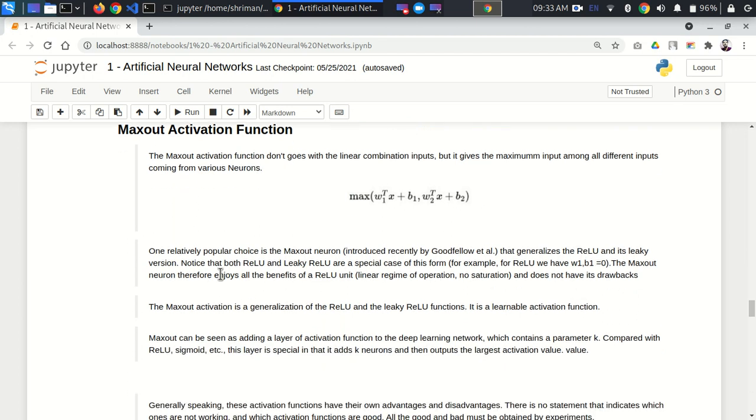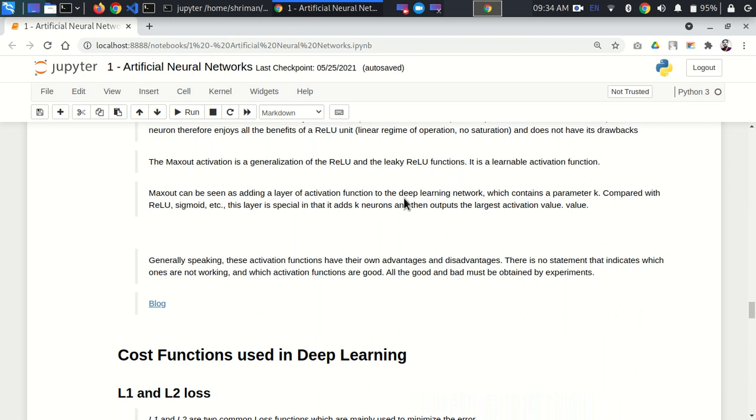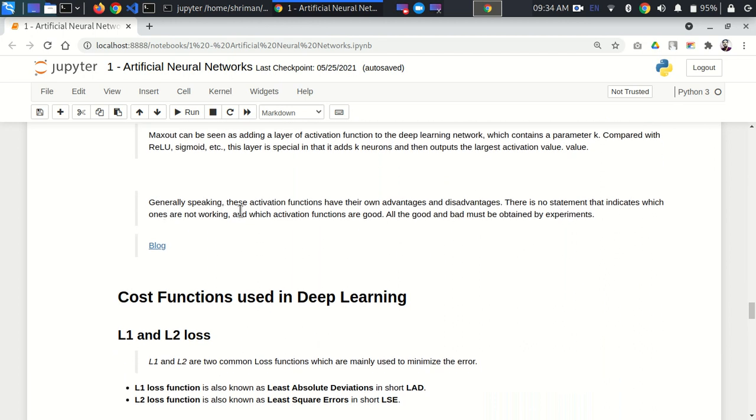And one relatively popular choice is the maxout neuron introduced recently by Goodfellow. Ian Goodfellow is a person who has contributed a lot in the field of deep learning, and he has also written a deep learning book. So Ian Goodfellow introduced this kind of maxout activation function, which generalizes ReLU and its leaky version. Again, for modifying some things, they have introduced this new function. Now again, guys, generally speaking, these activation functions have their own advantages and disadvantages. Fine.